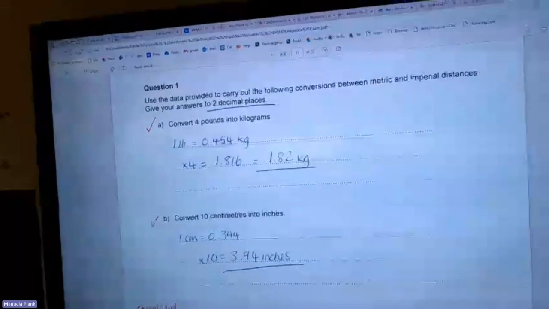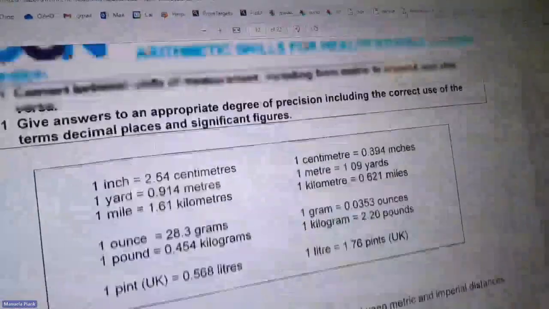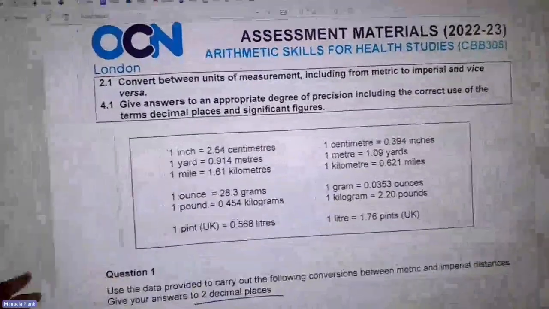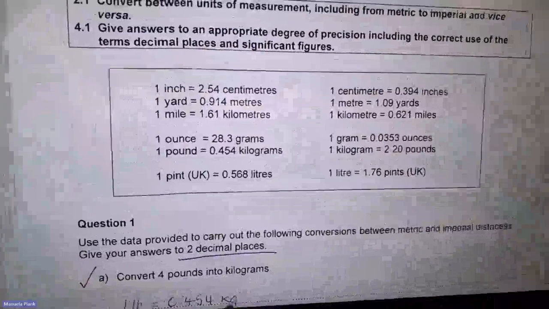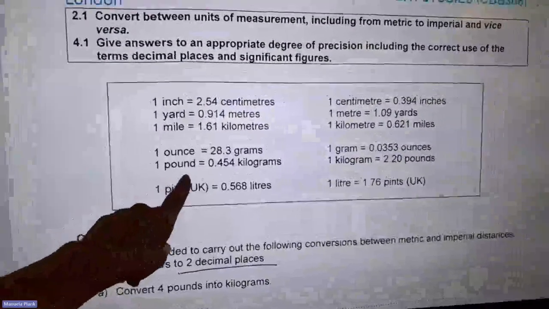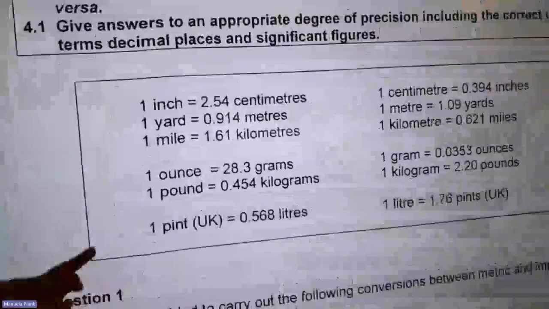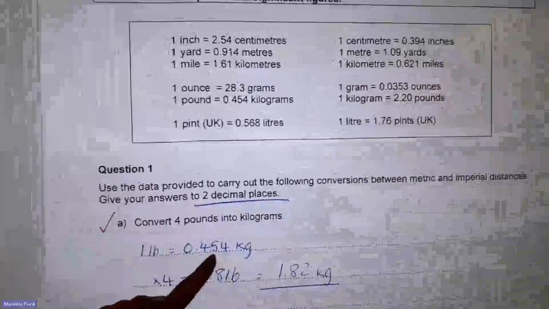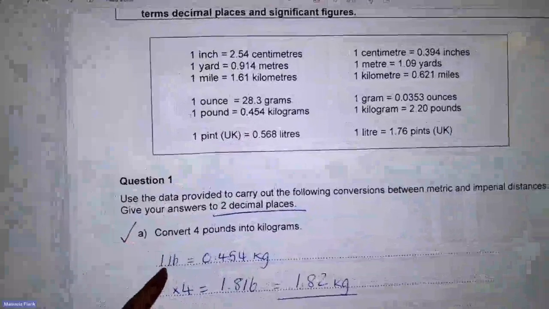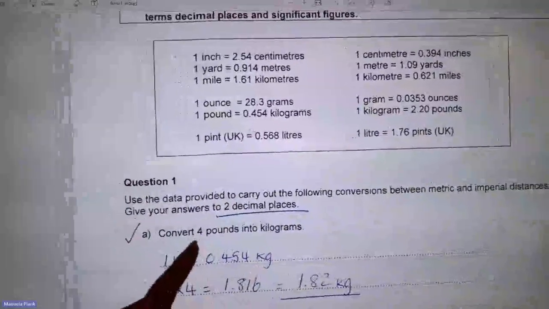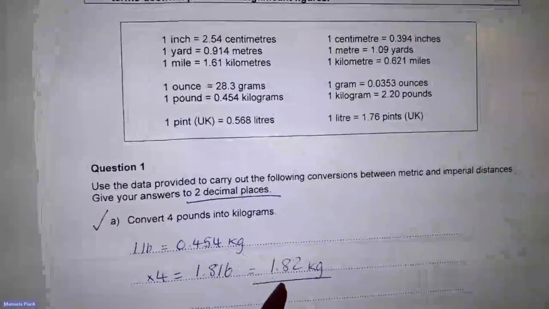The calculator exam: first you've got a table where you can find all the measurements. It says convert 4 pounds into kilograms. So you need to check where the pound section is, and write down this number, as you can see here. That number is identical to that number, and that is 1 pound. So 4 pounds is times 4 this amount, which equals 1.82.